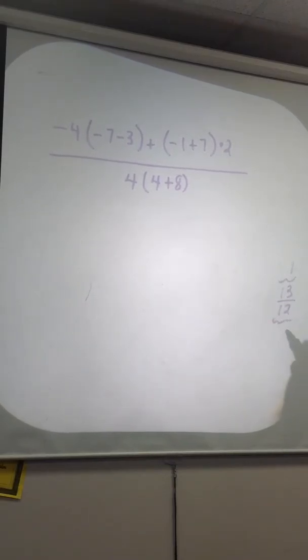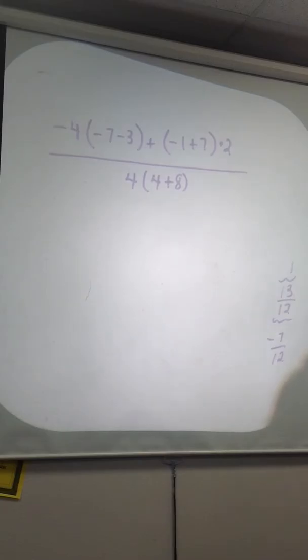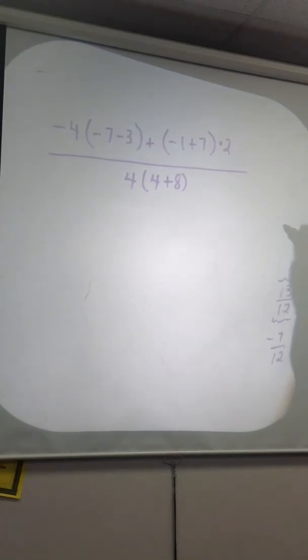What'd you get, Georgia Lee? I got -7 over 12. -7 over 12, okay? Kayla, what did you get for your answer? 23 over 12. 23 over 12, okay? All right, 23 over 12.